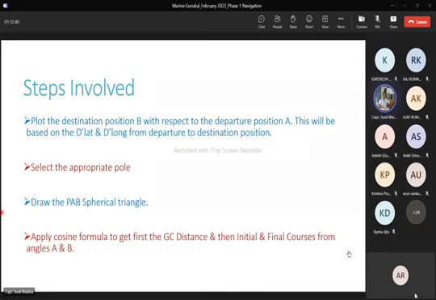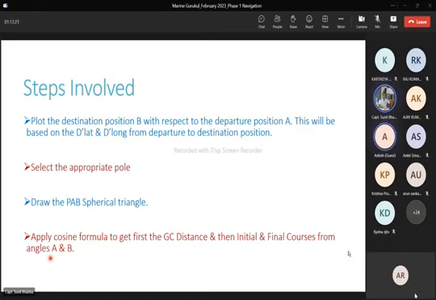Now, once the pole is selected, A and B are plotted correctly, the PAB spherical triangle can now be drawn. So once you draw the PAB spherical triangle, you have to apply the cosine formula. When we apply the cosine formula, the first thing which we obtain is the great circle distance between the two positions. And once the distance is obtained, a second application of the cosine formula gives us the initial course, and a third application gives us the final course, which can be calculated by obtaining angle A and angle B of our PAB triangle.